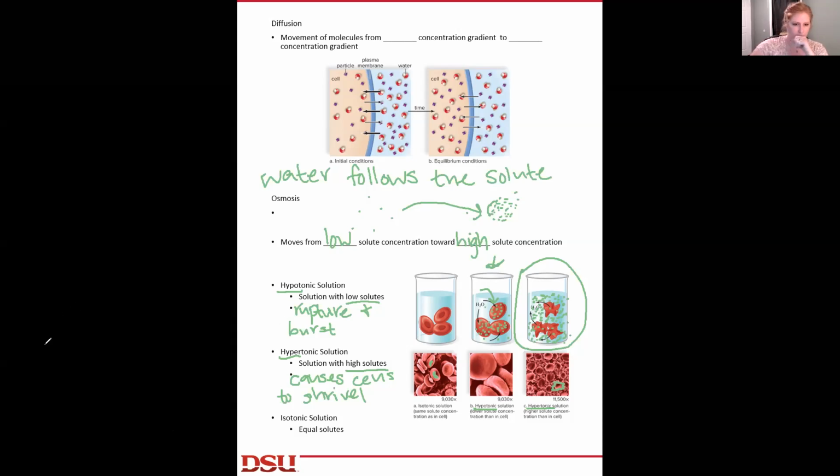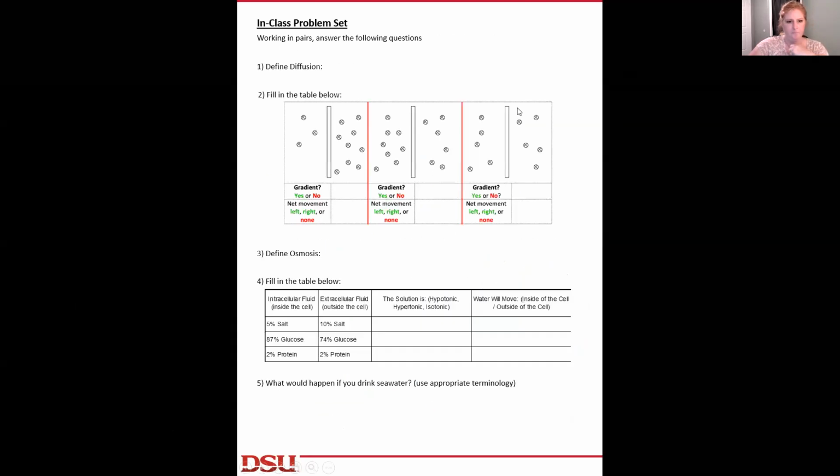Okay. Move to the next page. So this was an in-class problem set, which, as always, I will ask if you would please complete it, like pause it here and complete this on your own before you tune back in.